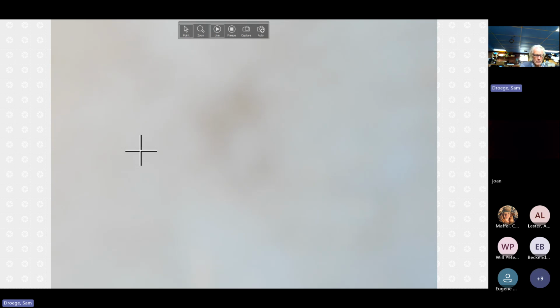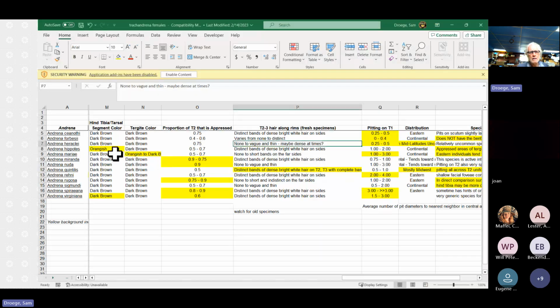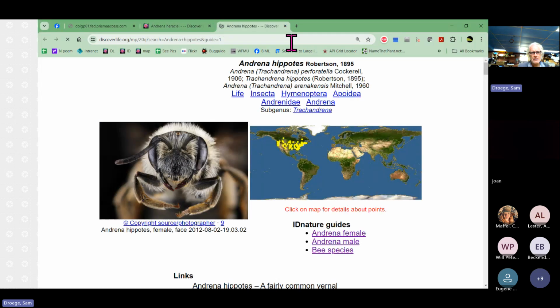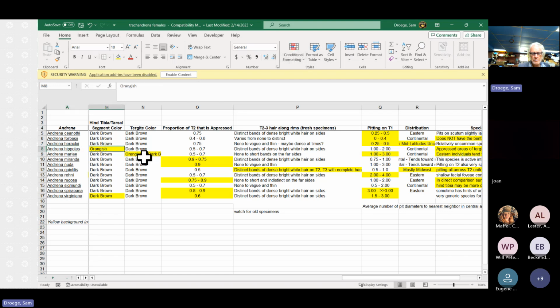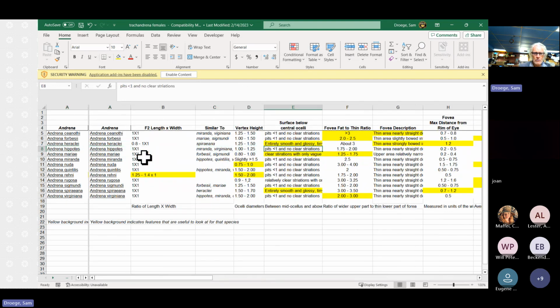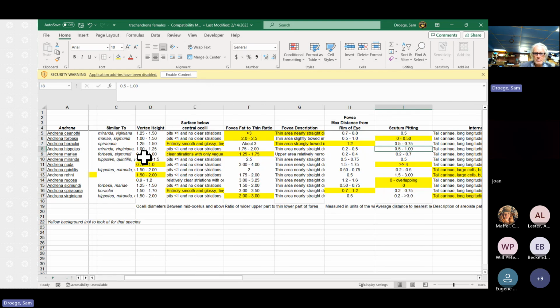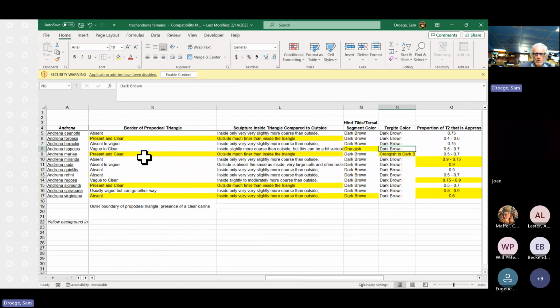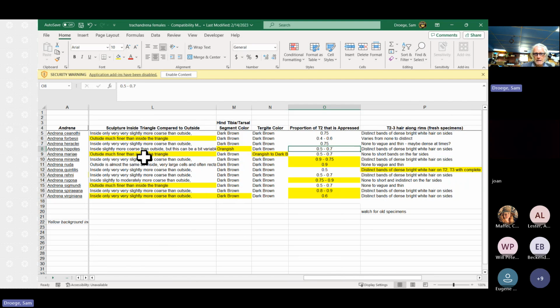I may not have all the species here, but if we go to Hippodes, oops, darn it, keep clicking that thing. We go to Hippodes and we go back and we look for the special thing. The special thing is essentially orange tibia and tarsal segments. Really shows up in the males too. It's one of the few Trachandrena that I feel comfortable naming.